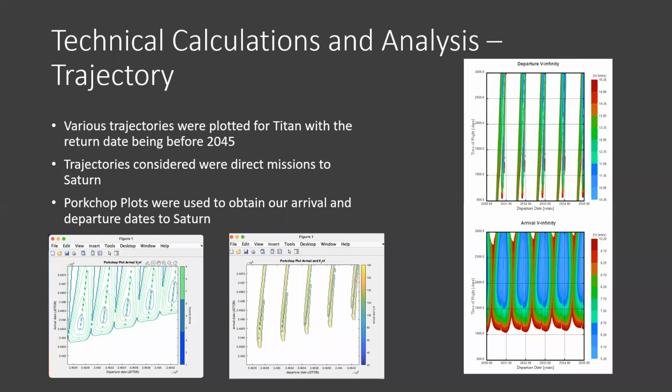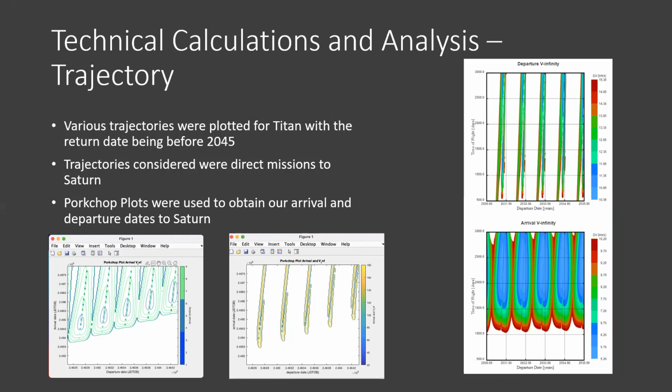All right, so going into a little bit of our technical calculations and analysis for our trajectories. We observed our various trajectories plotted for the Titan transfer, with the return date being before 2045. Trajectories were direct missions to Saturn and then to Titan. Pork chop plots were used to obtain our original arrival and departure dates to Saturn in order to give an optimal delta V value.